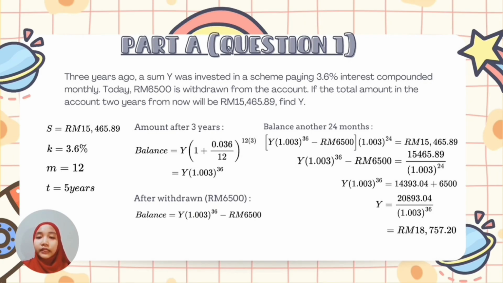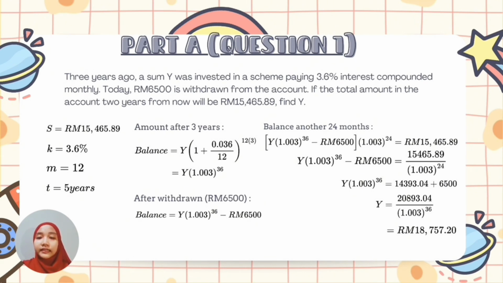After withdrawing the money, the remaining balance continues to grow for 24 months, which is 2 years. So, I write the equation: (Y times 1.003 power 36 minus 6,500), times 1.003 power 24, equals 15,465 ringgit and 89 cents.